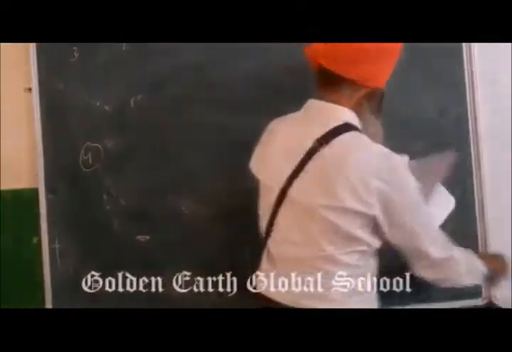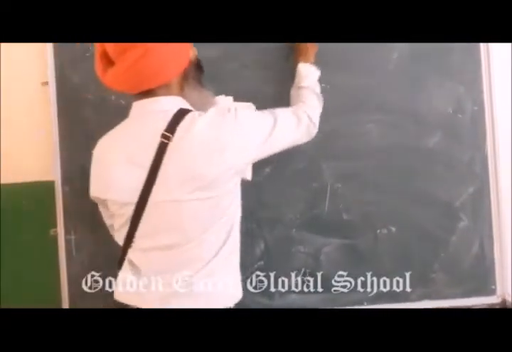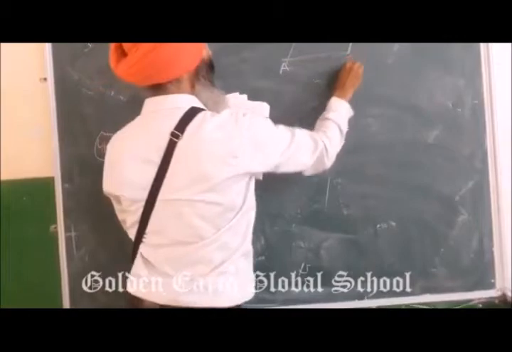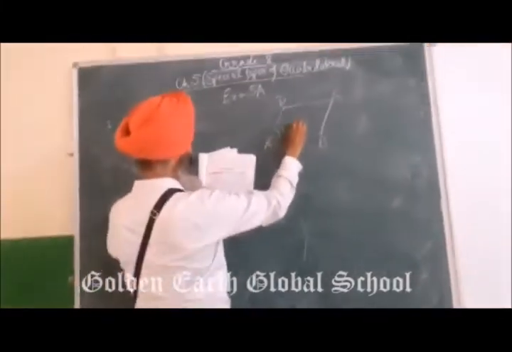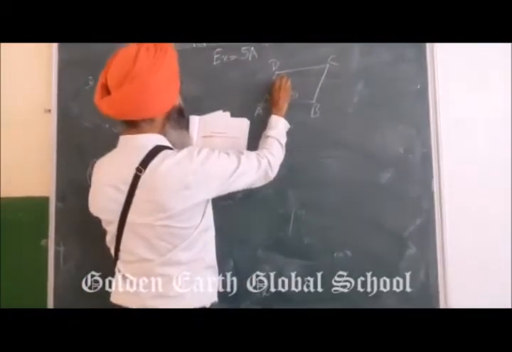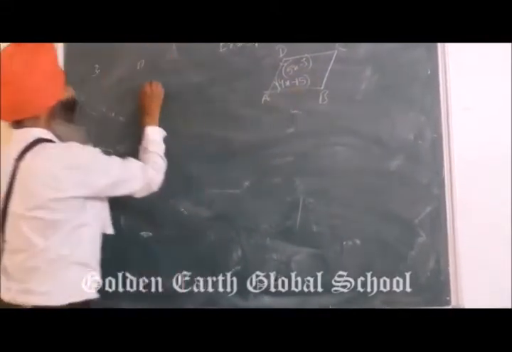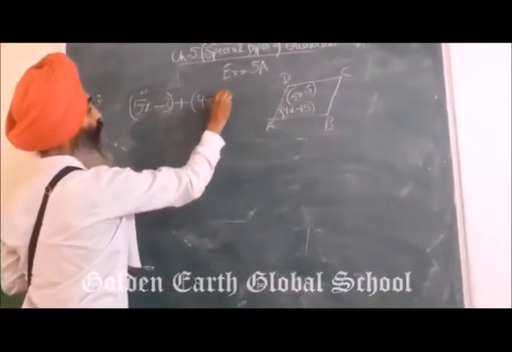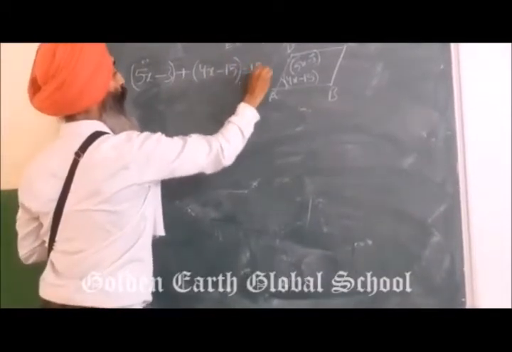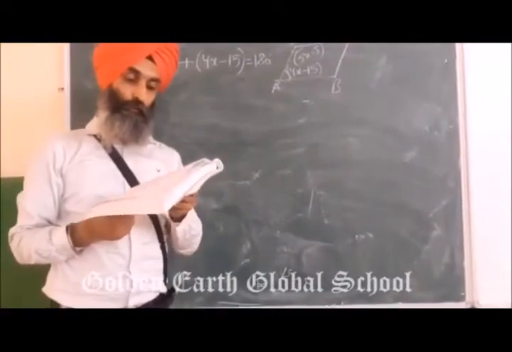In the fifth question, two adjacent angles are given. Adjacent angles, I have already told you, are the angles that are next to each other. So as ABCD is given, one adjacent angle is 4x minus 15 and the other is 5x minus 3. We know that the sum of adjacent angles is 180. It means the first angle plus the second angle is equal to 180. Find the value of x.